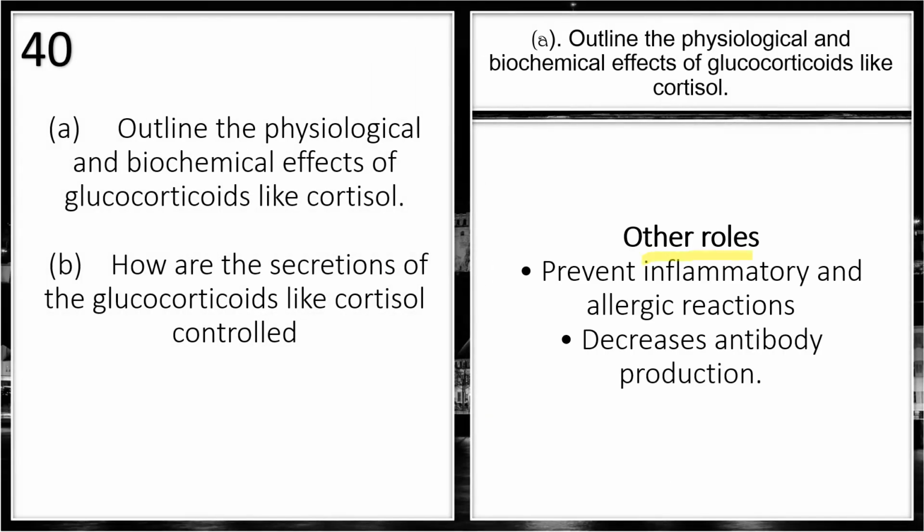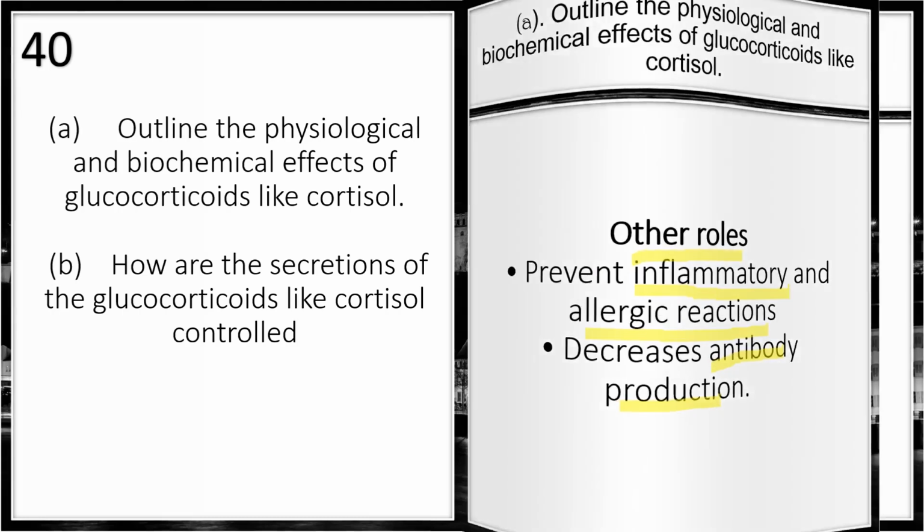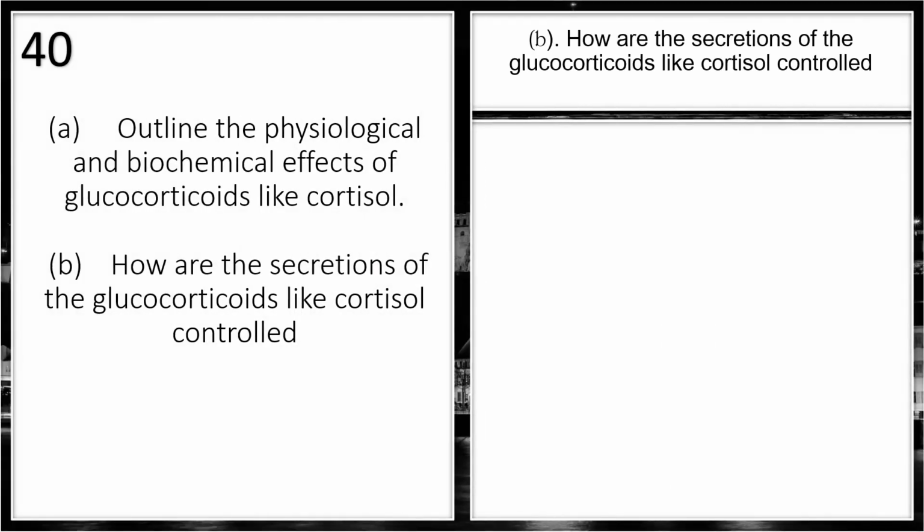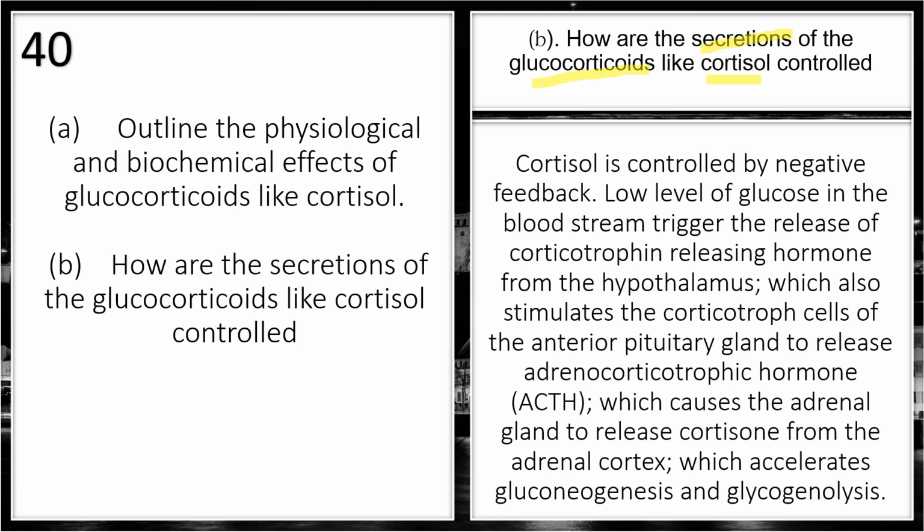Other roles. Prevents inflammatory and allergic reactions. Decreases antibody production. Part B. How are the secretions of glucocorticoids like cortisol controlled? Cortisol is controlled by negative feedback.